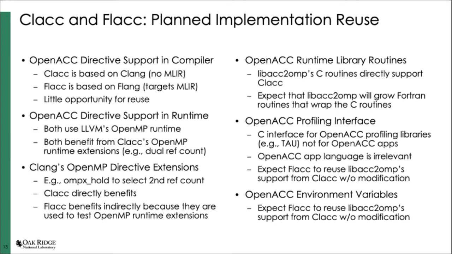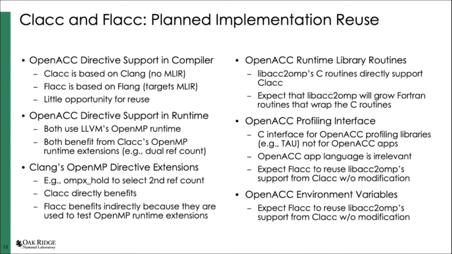However, at the runtime level, we expect reuse to be easy. Both Clacc and Flacc use LLVM's OpenMP runtime. Both should benefit from Clacc's OpenMP runtime extensions, such as the dual reference counter support that I mentioned earlier. For OpenACC runtime library routines, libacc.omp's C routines directly support Clacc. We expect that libacc.omp will grow Fortran routines that wrap the C routines, but we haven't started implementing that yet, so plans may evolve.